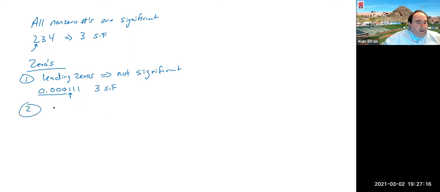The next type of zero is sort of a zero that's trapped between 2 non-zero numbers. And those guys are significant.